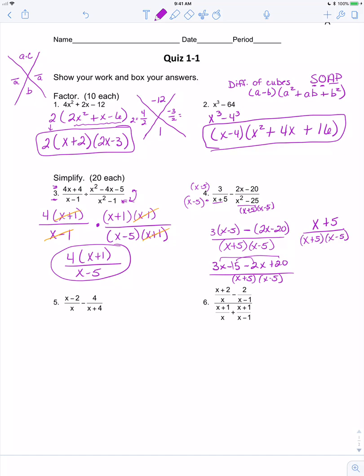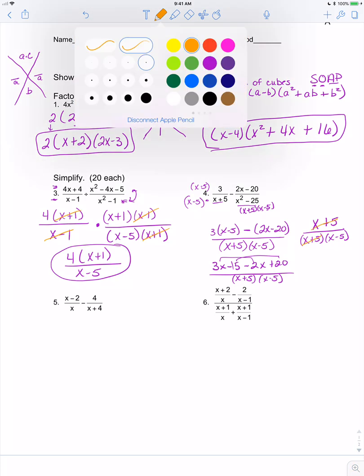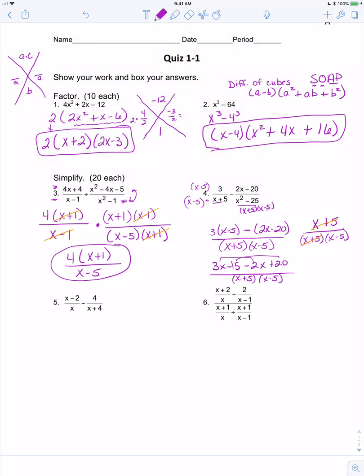Okay, look at that. We can still reduce some more because we have an x plus 5 on the top and one on the bottom. All right, a common mistake here is to think that the answer is just x minus 5, but remember, there is a 1 on the top, so that is 1 over x minus 5. Final answer.